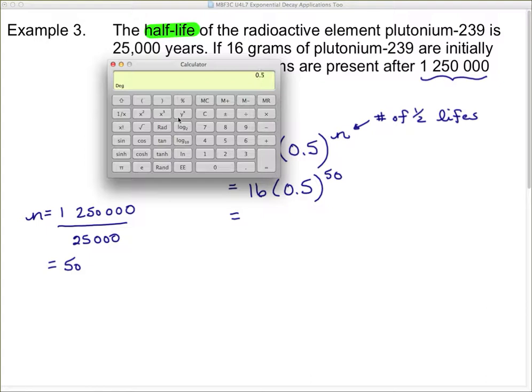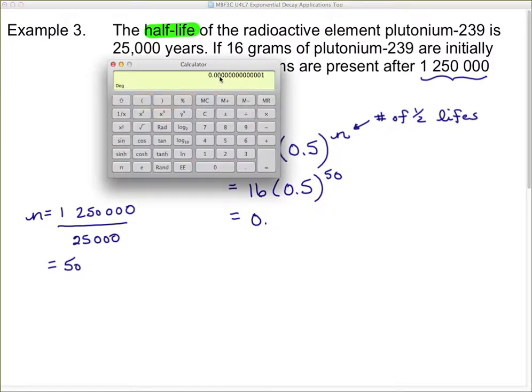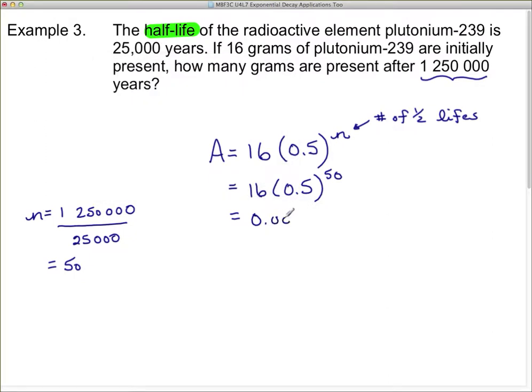So 0.5 to the exponent 50 is really, really small. Times 16 is still really, really small. 0. How many zeros were there? 1, 2, 3, 4, 5, 6, 7, 8, 9, 10, 11, 12, 13 zeros and a 1.